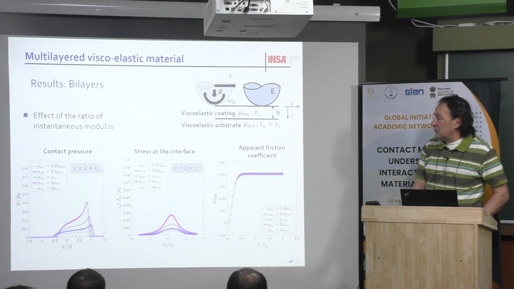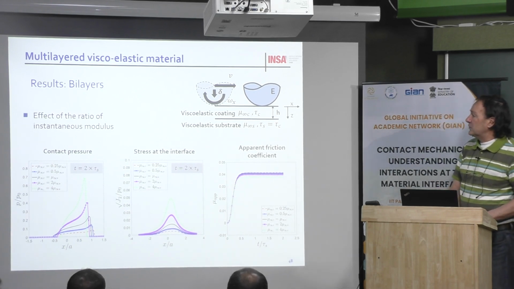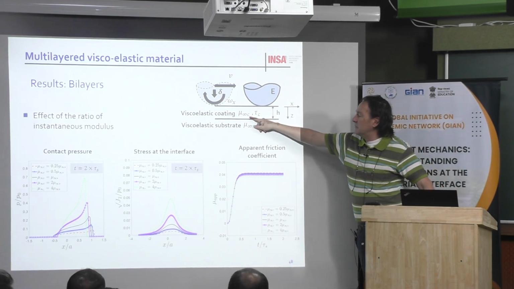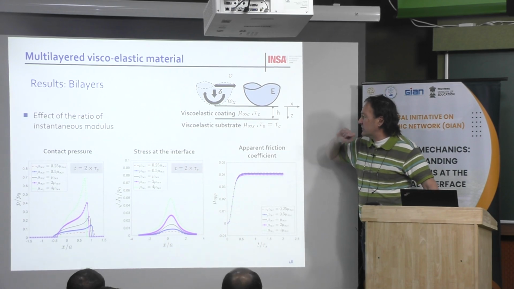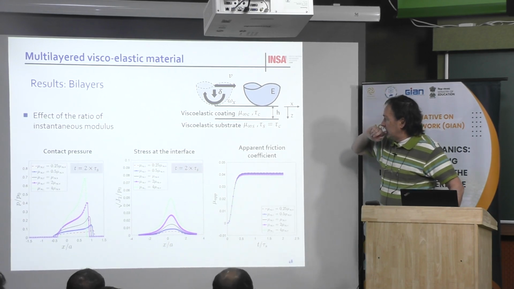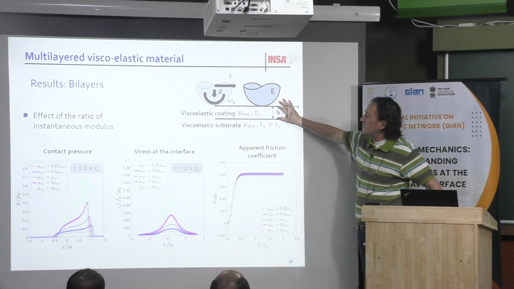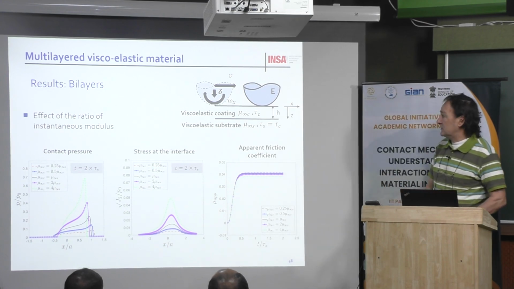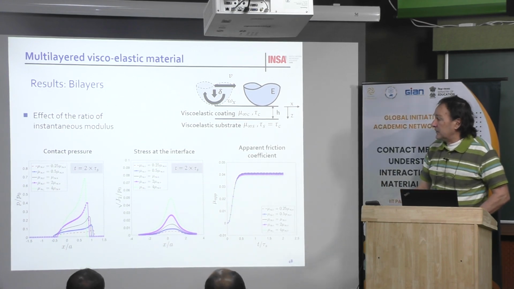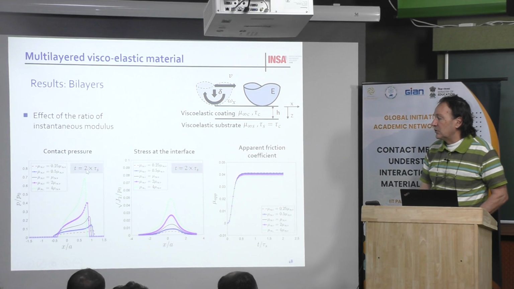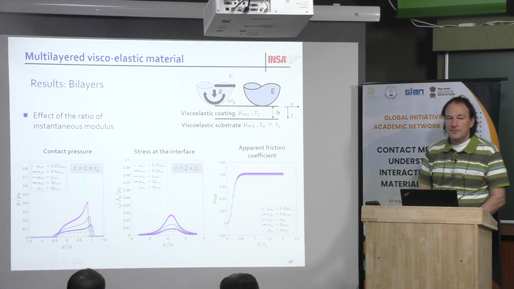Okay, now let's have a look at results for bilayer materials. Then we have 2 viscoelastic materials. C means coating and S means substrate. H should be the thickness of the layer, and a should be the contact radius. Then on the left, this is at a time which is equal to 2 times the relaxation time of the substrate. Then we should be here in the steady state regime normally.